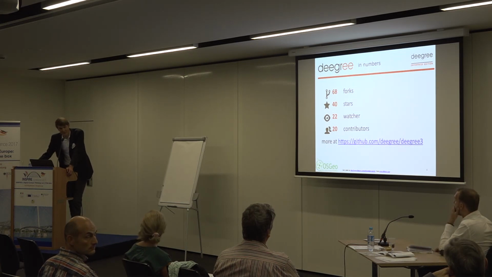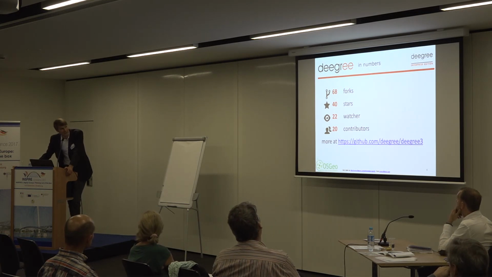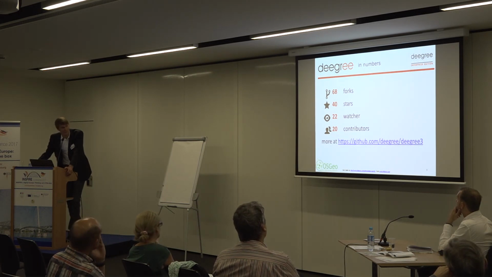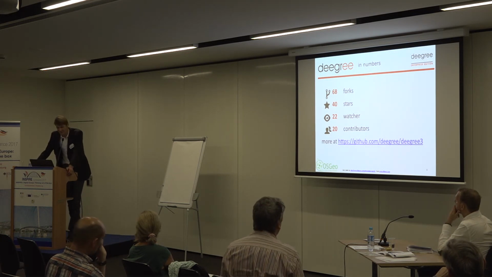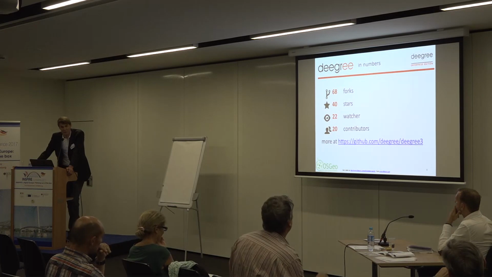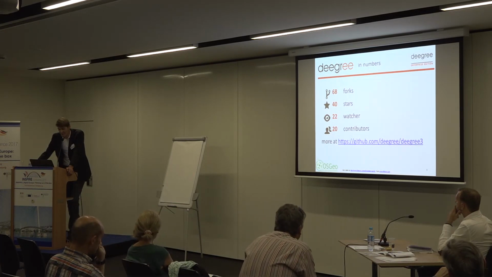For open source guys, some numbers: we have quite a lot of forks, increased from last year again by 2, so 68 forks. So people are actually using it, trying to implement, playing around with the code, which is great, we really like that. 40 persons love the source code or the software itself, so they are putting stars on it. 22 people watch the project, and we have 20 active contributors, or committers as we call it.